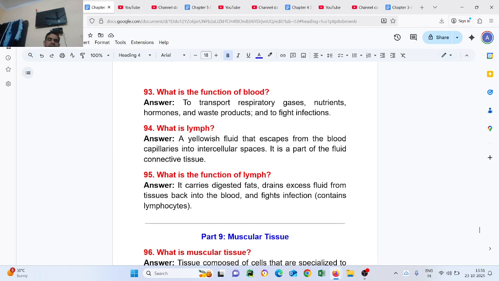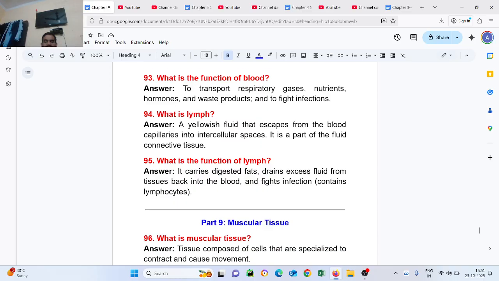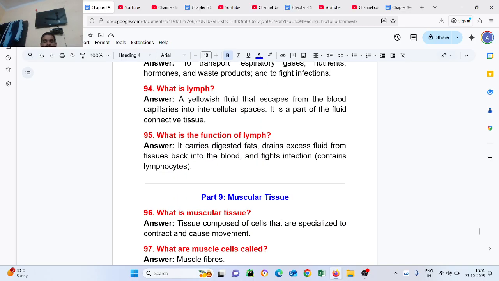Question number 95. What is the function of lymph? It carries digested fats, drains excess fluid from tissue back into the blood, and fights infection. It contains lymphocytes. Now move to part 5, muscular tissue.